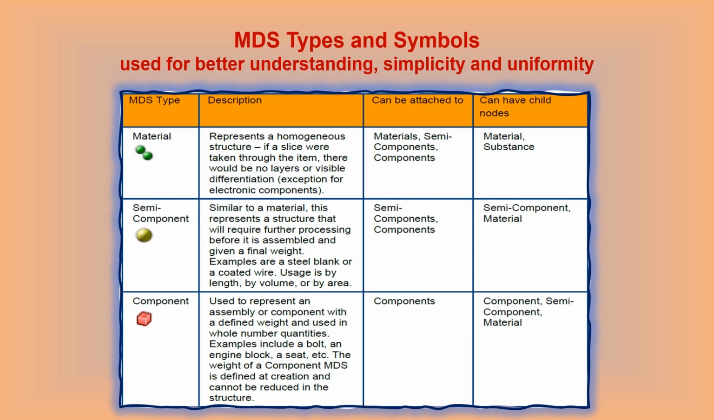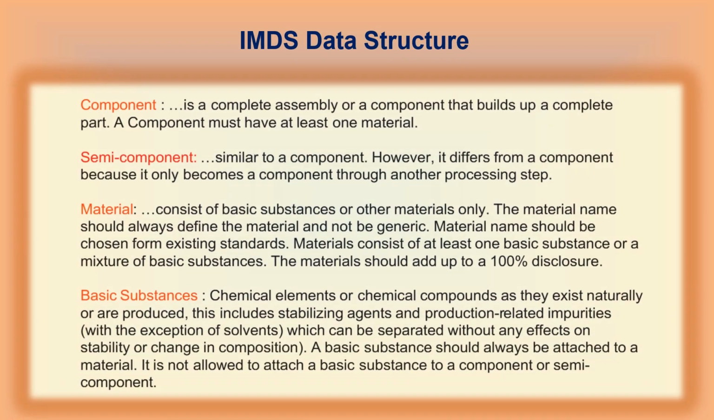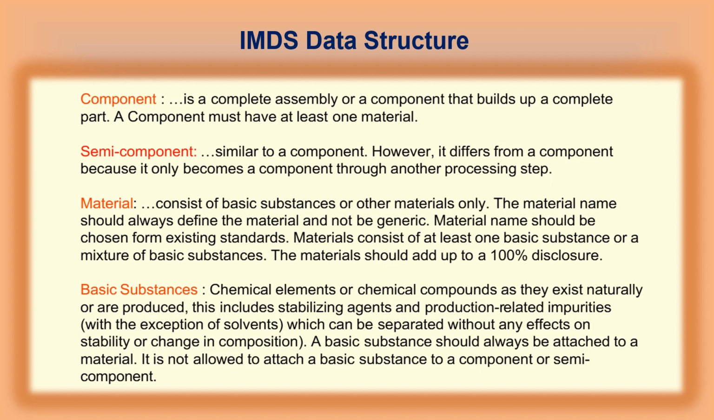For better understanding, simplicity and uniformity, typical symbols, as shown on the screen, are used. It is possible to attach child nodes, also shown in the table. A component is a complete assembly and has at least one material. A semi-component is the same as a component but requires another processing step to become a component. A material consists of at least one basic substance and other materials only. Basic substances are chemical elements as they exist naturally.